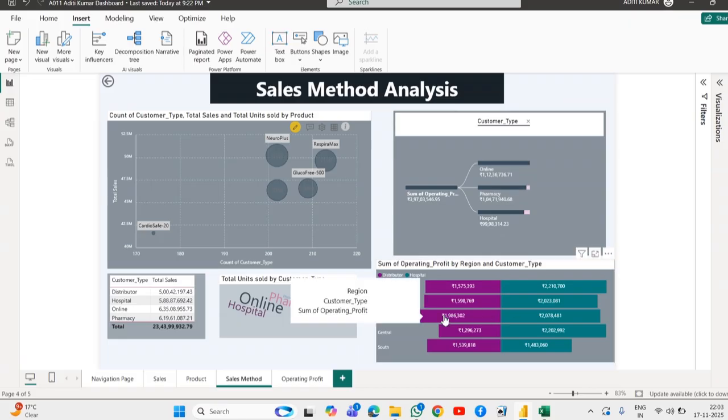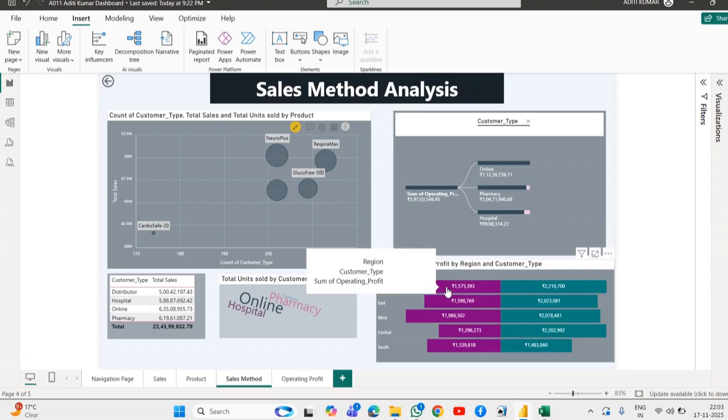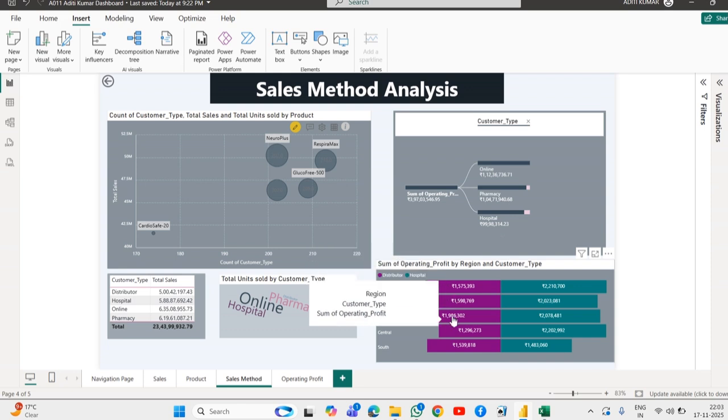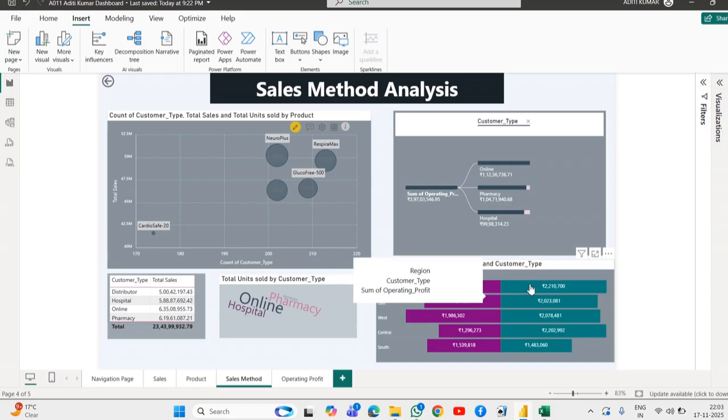And this particular chart is a tornado chart, which helps me in visualizing the operating profit by region and the customer type. So in the North region, which type of customer has the most operating profit? In the West region, the dominating one in this particular segment is the distributor, having around 1.986 million in sales and operating profit, and in the hospital type of customer segment, we have the most number of sales by the central region, which comes to around 2.20 million.